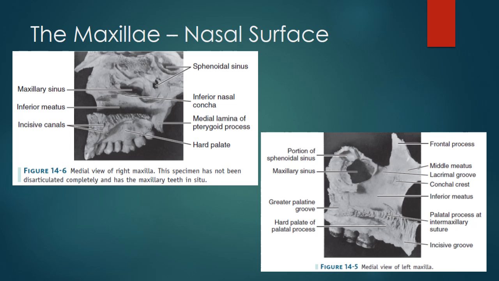Anterior to the lacrimal groove, the nasal surface is ridged for the attachment of the inferior nasal concha. Below this, the bone forms the lateral wall of the inferior nasal meatus. Above the ridge, for a small distance on the medial side of the nasal process, the smooth lateral wall of the middle meatus appears.